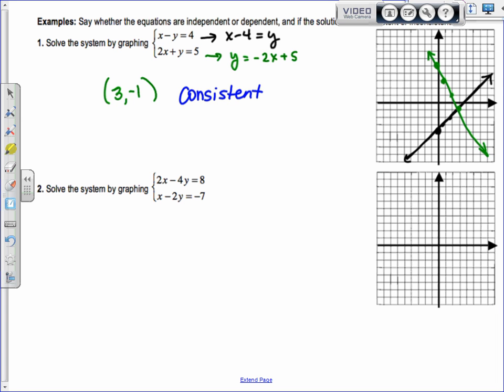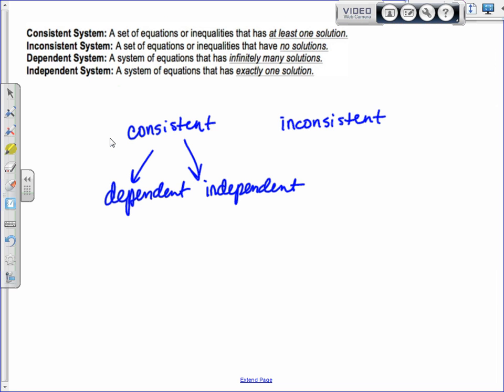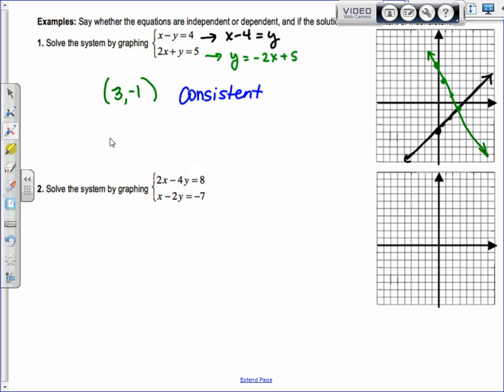Okay, so from there, I decide if it's independent or dependent. So I haven't told you what those are. So if you go back, it says a dependent system is a system that has infinitely many solutions. And an independent system is a system that has exactly one solution. So a dependent is going to be where you have one line and then you have another line right on top of it. They're the same line. And independent is going to be where they cross, right, in one spot. All right, so is this dependent or independent? And that's the one that people usually mess up on. Okay, so independent.